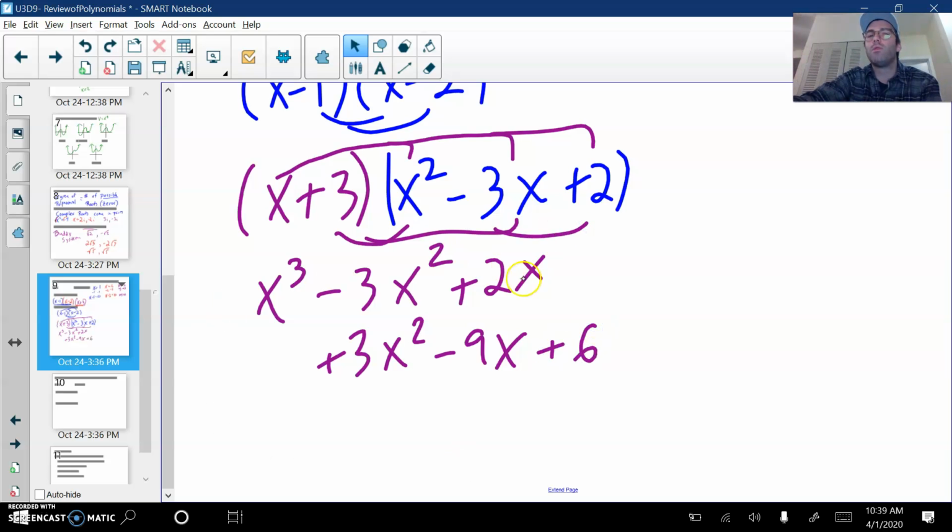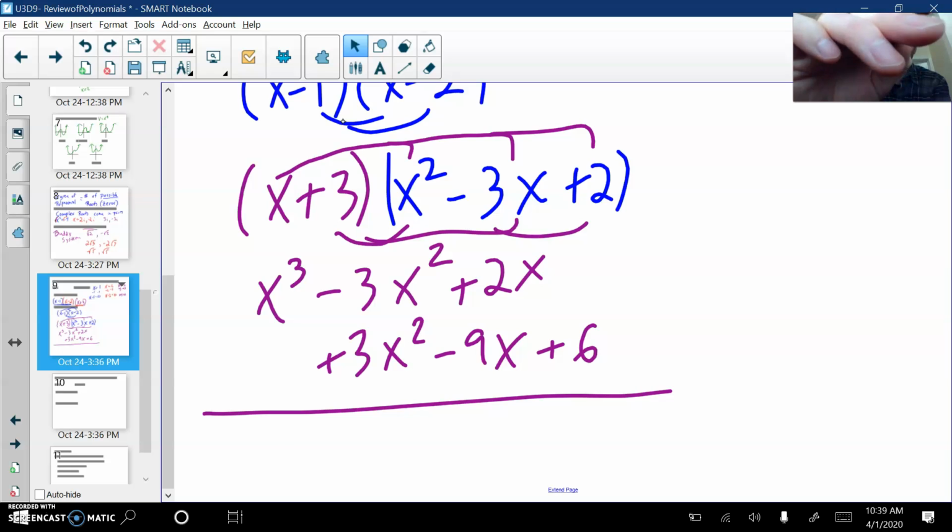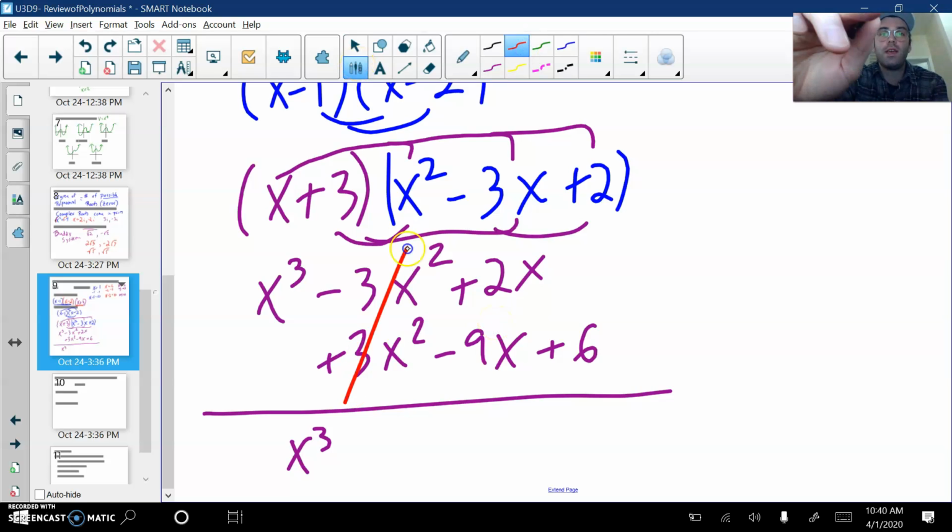Now there's a reason I wrote it out like this. Some of us can write it out in one line, that's fine, then you can combine your like terms. I choose to do it this way so that my like terms are aligned. There's nothing underneath the x cubed, so x cubed comes down. Negative 3x squared and positive 3x squared cancel out, so I don't have any x squared terms. I have 2x and negative 9x to give me minus 7x, and the plus 6.